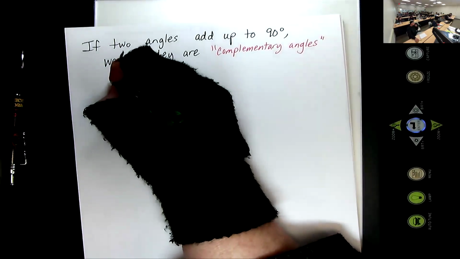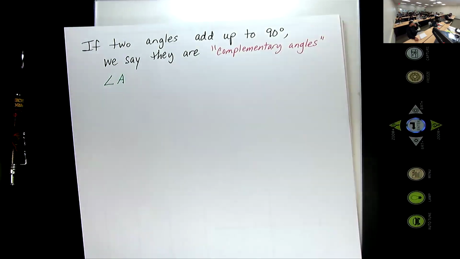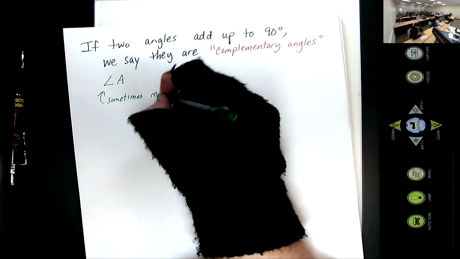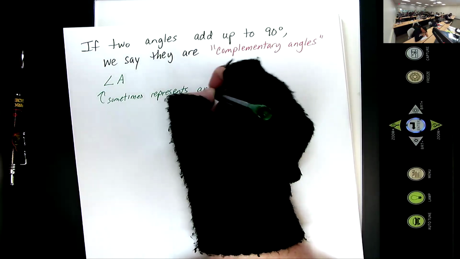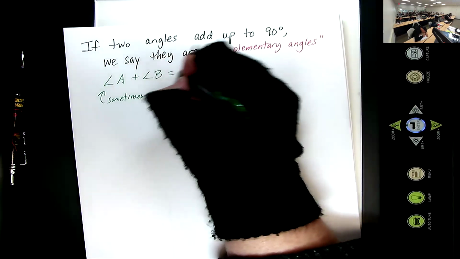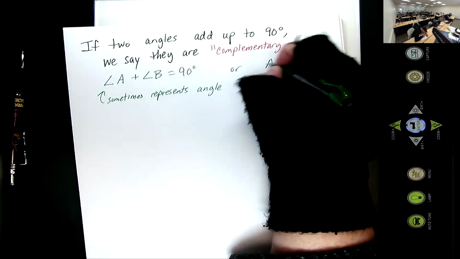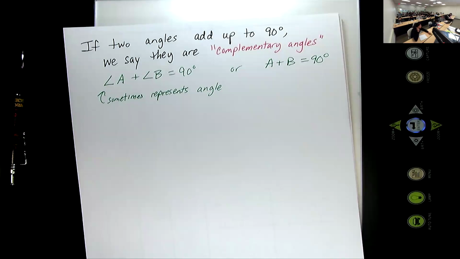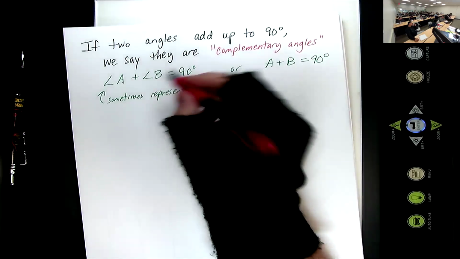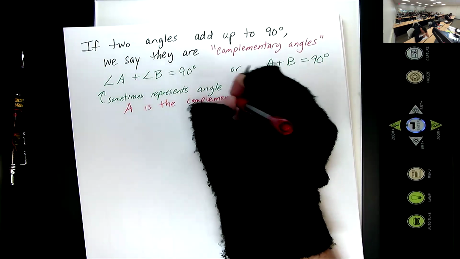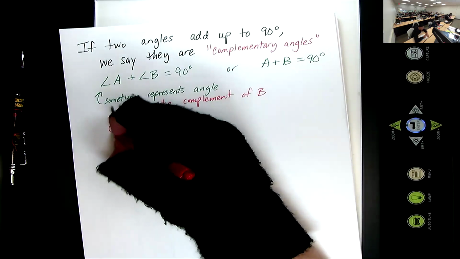So let's say angle A. Sometimes they'll use this little symbol to represent angle. If you see it, it almost always represents angle, but people don't always say it. Angle A plus angle B equals 90 degrees, or you might see it as A plus B equals 90 degrees. Since they're adding up to 90 degrees, it's implied that they're angles. In a circumstance like this, they will say A is the complement of B, and B is the complement of A.